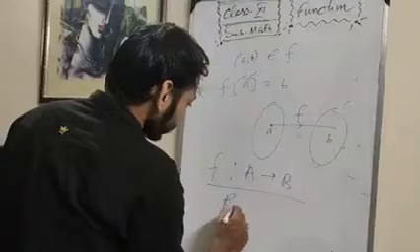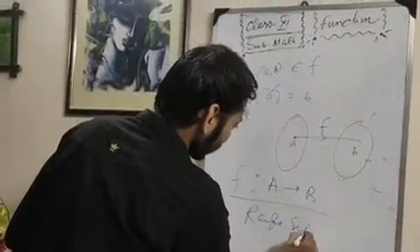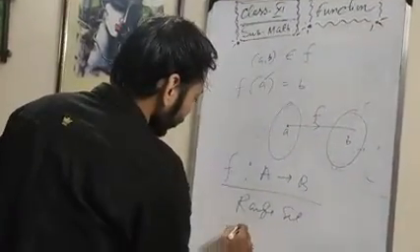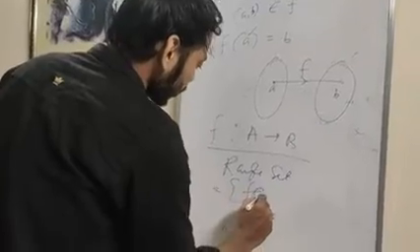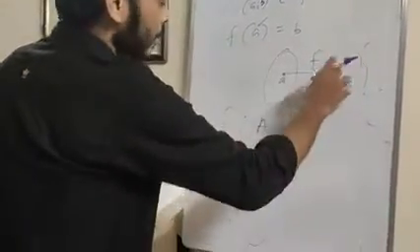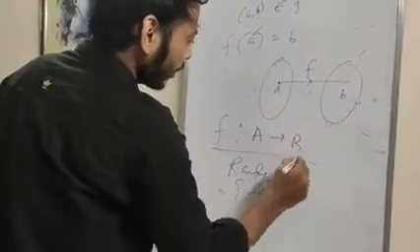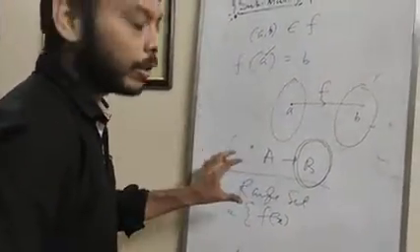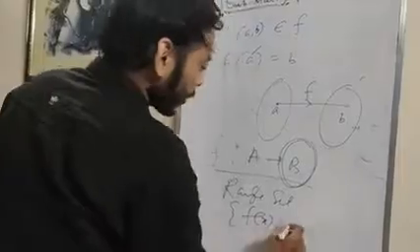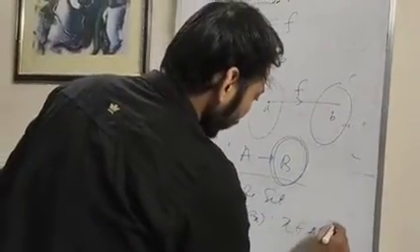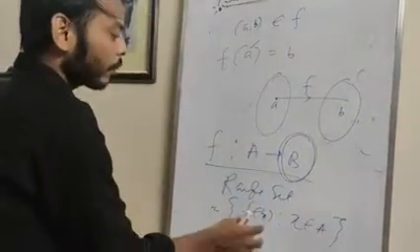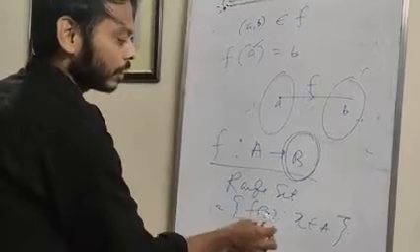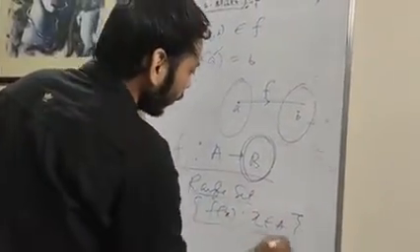One more thing to discuss, the range set. What is the range set? The range set is the collection of all images contained in the codomain. That means the range set is the subset of the codomain consisting of all the f(x) such that x belongs to A. This is called the range set.